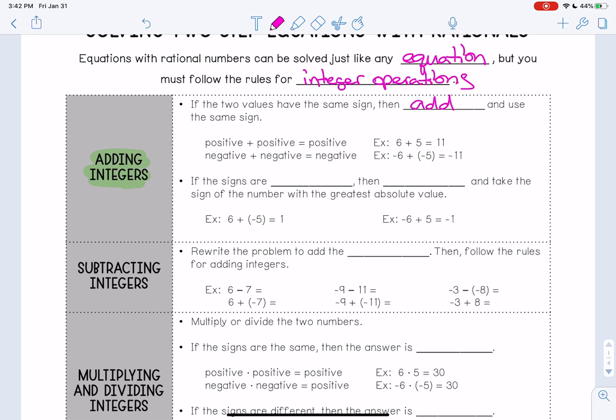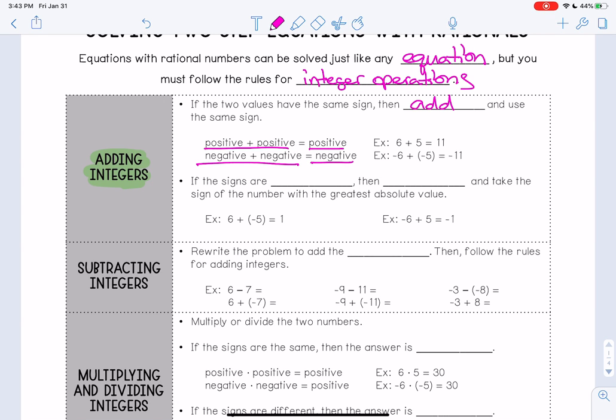So what does that mean? That means if both numbers are positive or both numbers are negative, you add them together and keep that same sign. So if it's two positives, it would be positive. If it's two negatives, your answer will be negative. So for example, 6 plus 5, they're both positive, so our answer is going to be positive, and we just add them together, and that equals 11.